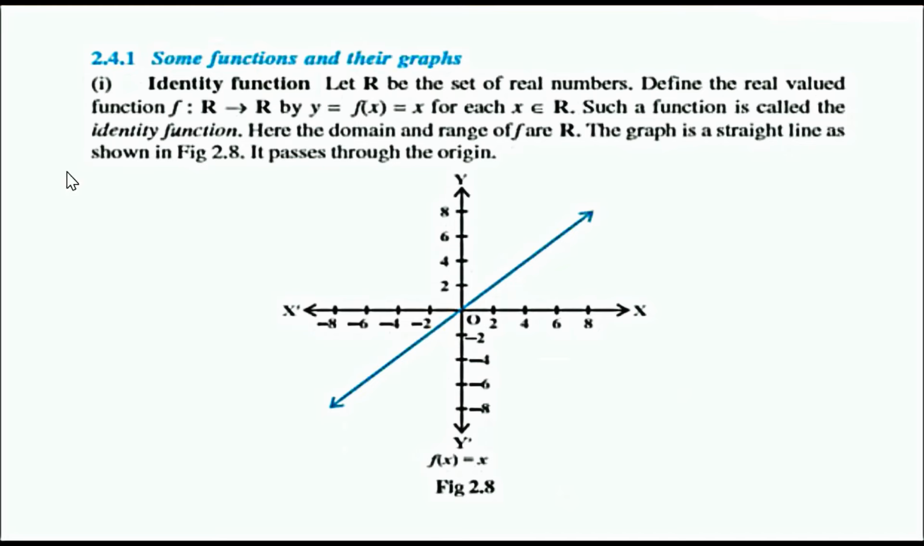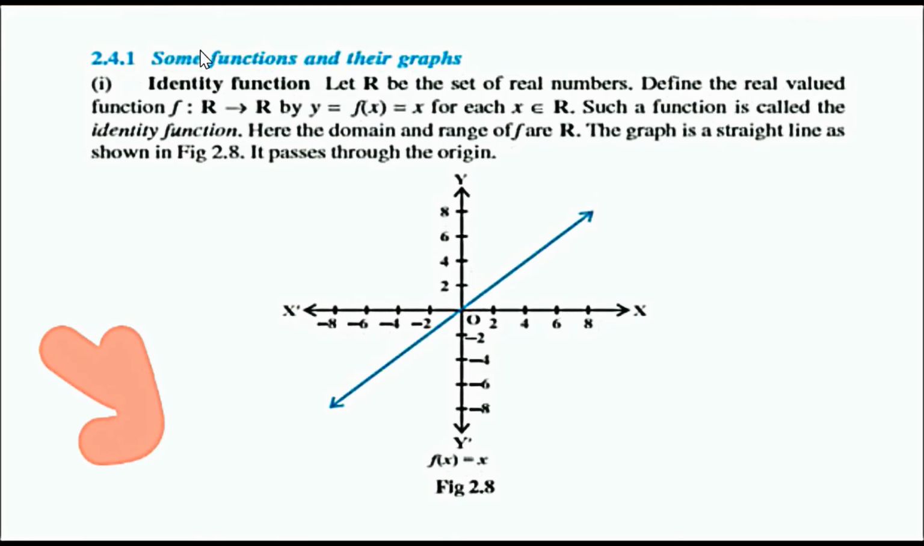Next, let us take some functions and their graphs. First is the identity function. The identity function is written like this: y is equal to x. Why is it called the identity function? Because whatever value you give in x, y is going to assume that very value, that value only.